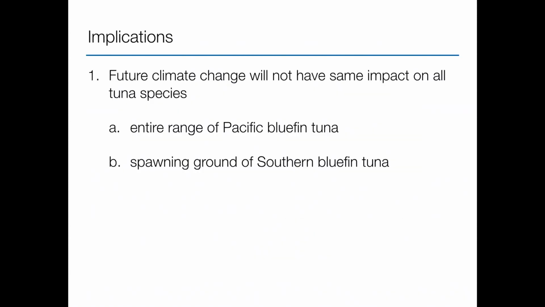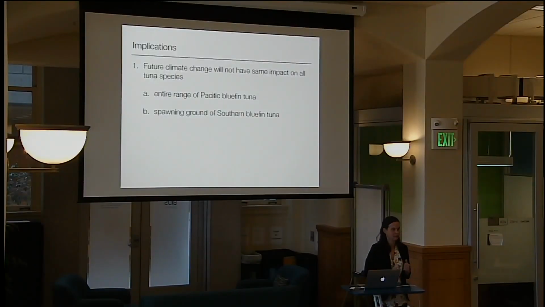So what are the implications of this? Implications are that climate change is not necessarily going to have the same impact on all tuna species. So definitely doing a case-by-case basis, looking at some specific and important physiological parameters could give us better assessments of what tuna are going to experience in the future.